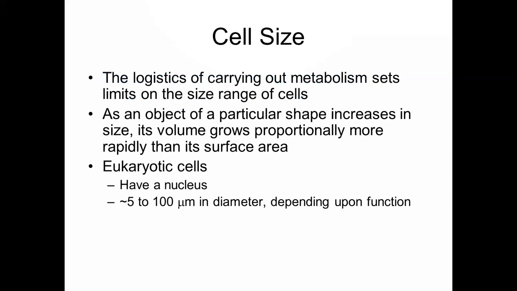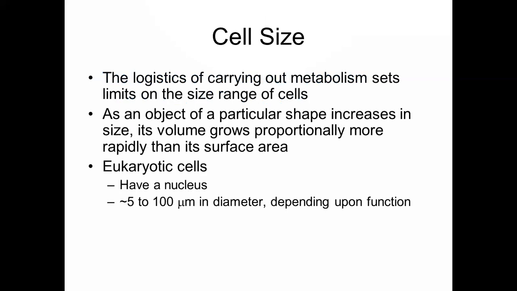So the cellular size, the logistics of carrying out metabolism, sets the limit on the size range of cells. As an object of a particular shape increases in size, its volume grows proportionally more rapidly than its surface. For eukaryotic cells, which are the cells we're going to look at the most because they're in mammals, etc. There are prokaryotic cells, like mold or slime in creeks. We're not going to look at that, but we're going to look at cells that have a nucleus.